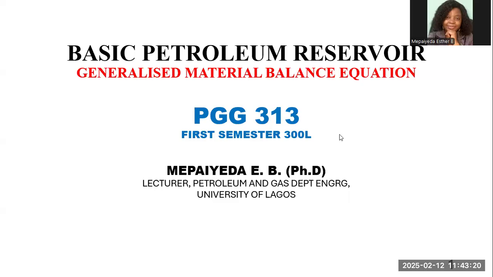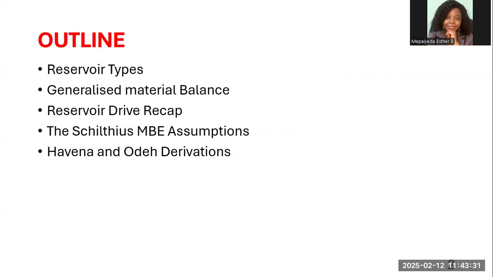Hello, everyone. You are welcome to part 3 of this class, generalized material balance equation. It has been quite an interesting one. Starting from the basics, we looked at the reservoir types, GMB, and we have also looked at the Schilthius material balance equation assumptions and derivation. So in part 3, we'll be looking at the Havlena and Odeh derivation. It should be Havlena, there's an L here, and Odeh.